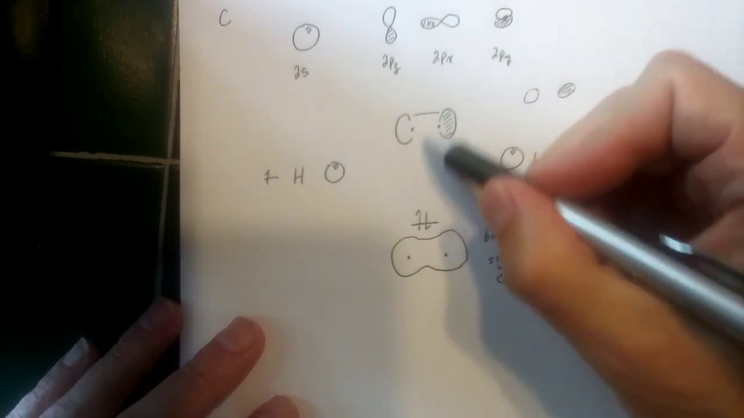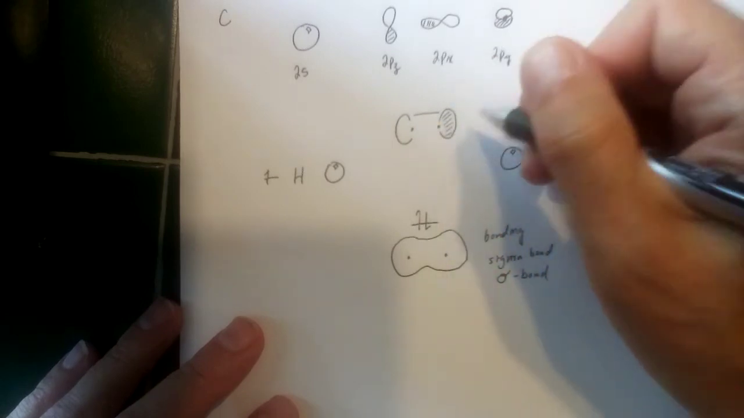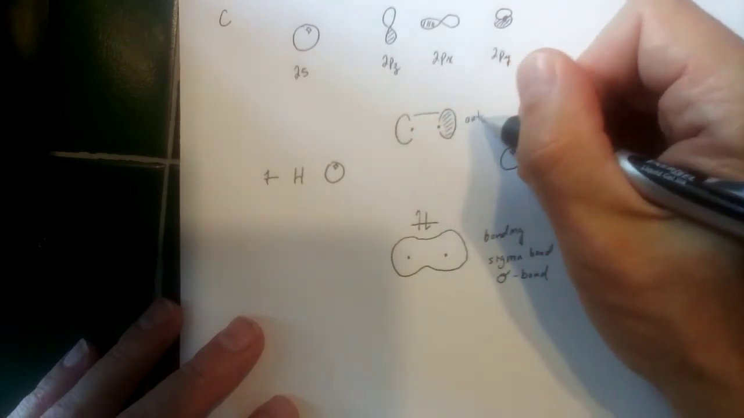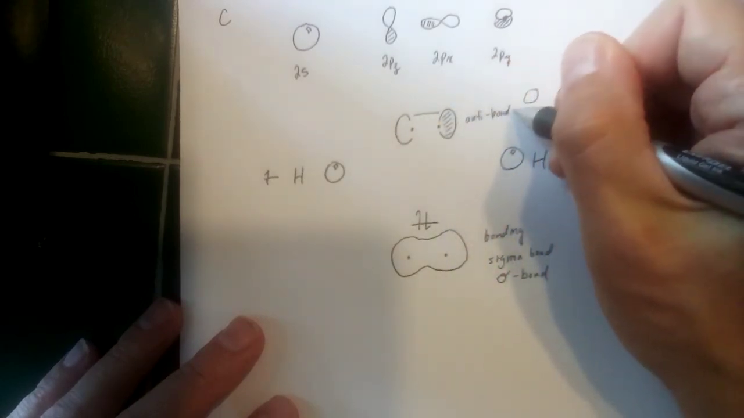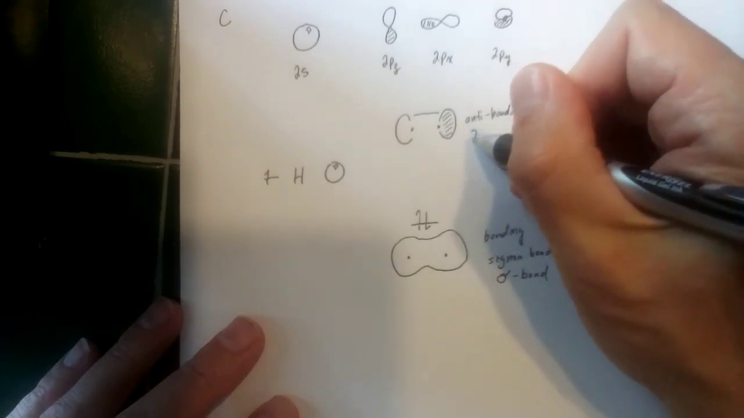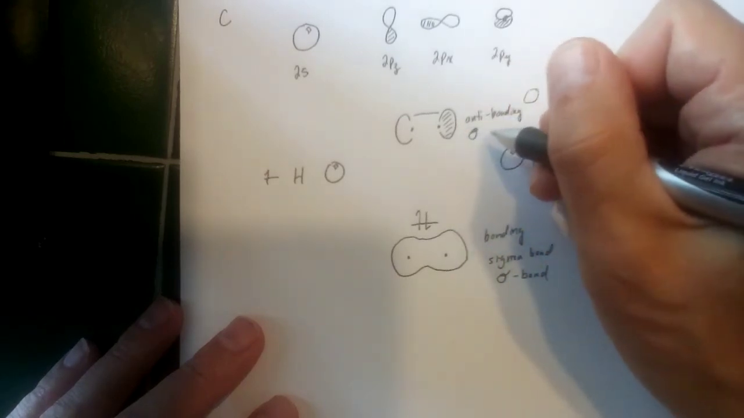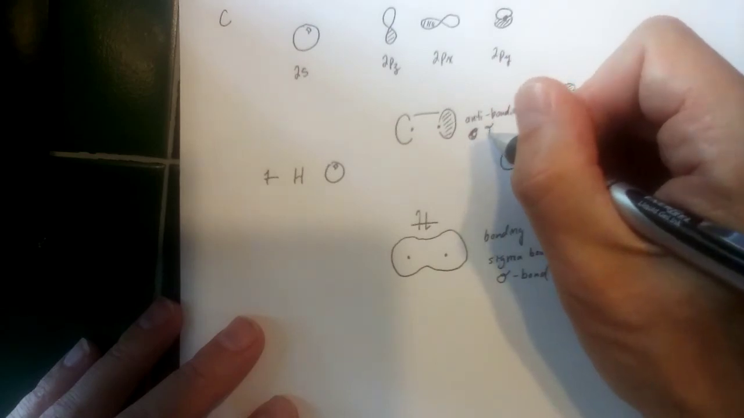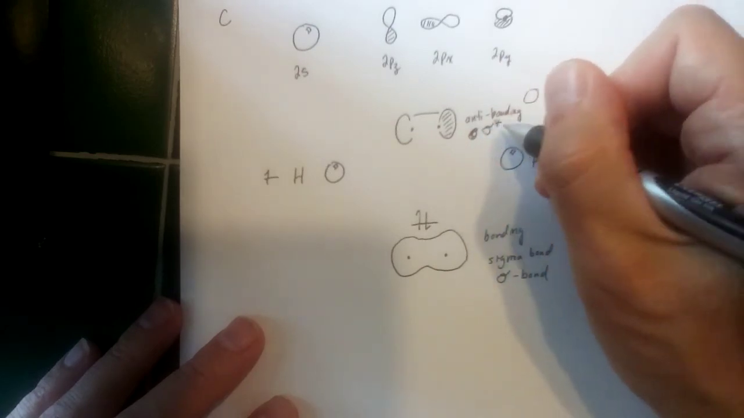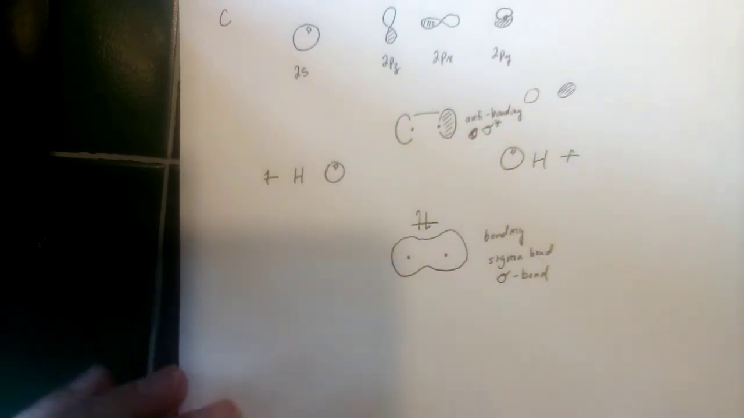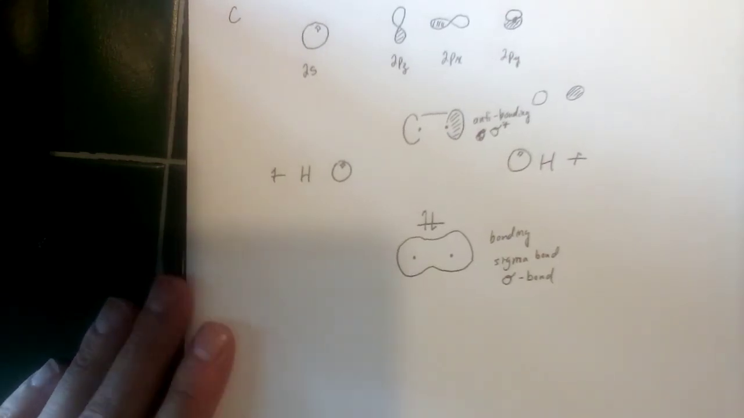When the orbital looks like this and there's no electron density between the atoms, this is called an antibonding orbital. And since it is sigma, it is along the internuclear axis. This is called a sigma star. The little star means anti-bonding, or not leading to bonding.